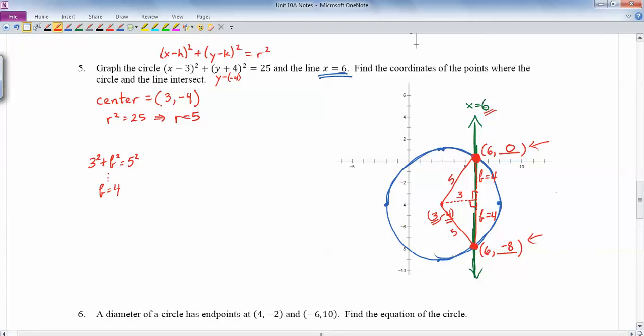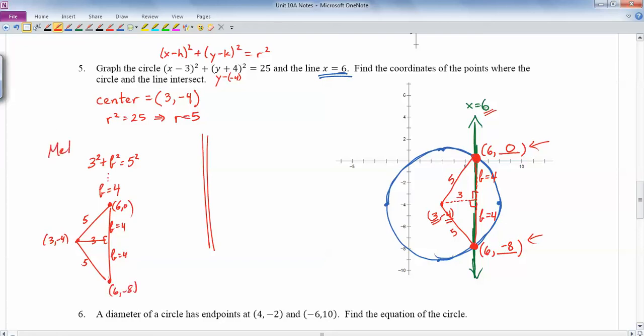So that's one method. I'll show you another method right here. I'll draw it over here too so that you have it in your notes. So this was (3, −4). This was 3. We solved for b equal to 4. These were 5. And so then this point ended up being at (6, 0), and this point ended up being at (6, −8). This I'll describe as method 1.